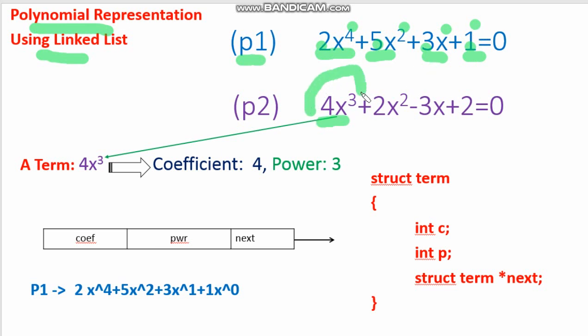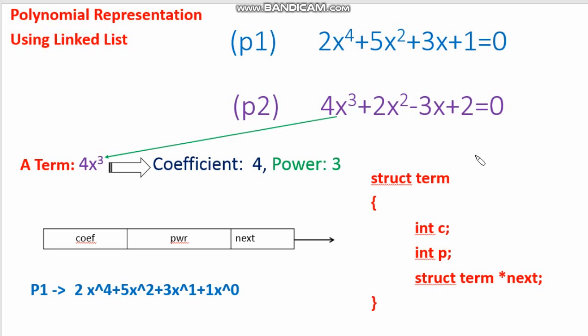So let me take a simple example of this particular term, that is 4x to the power 3, and let's see how it can be represented and apply it to the entire polynomial. A term 4x to the power 3 has a coefficient and a power, that is 3. So can I define a structure in which a node of a linked list will consist of the coefficient value, power and link to the next.